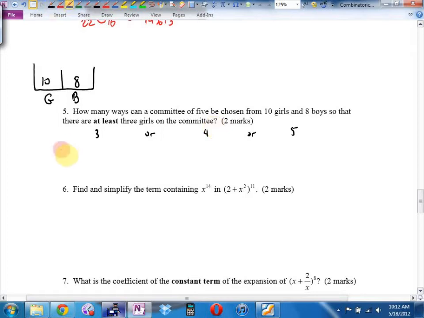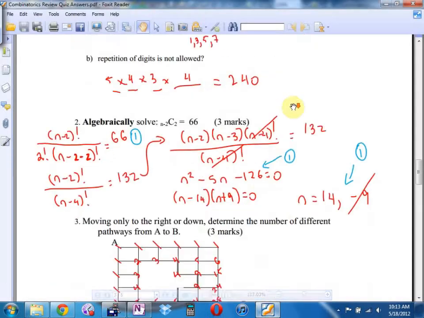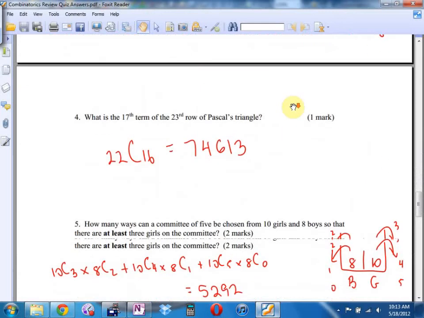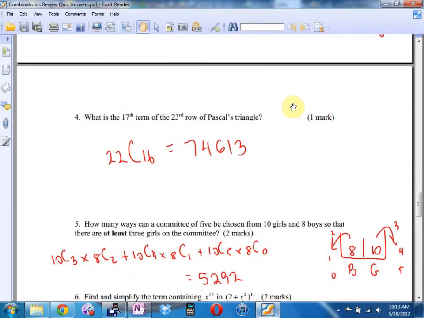Let's see. From 10 girls, choose 3. I guess that means from 8 boys, choose 2. Or from 10 girls, choose 4. I guess that means from 8 boys, choose 1. Or from 10 girls, choose 5. And from 8 boys, choose none. And when you're done, I got 5,292.